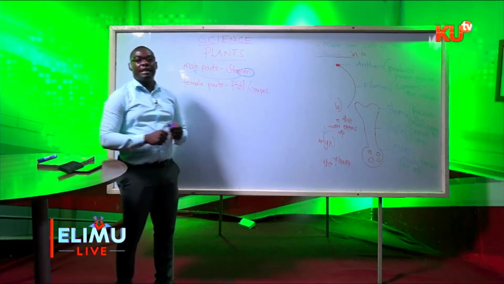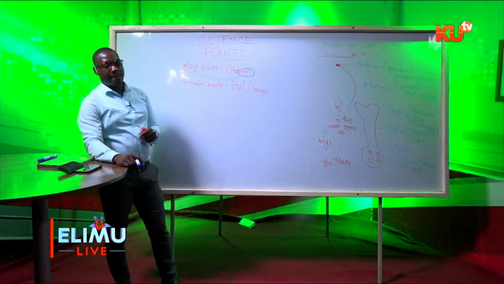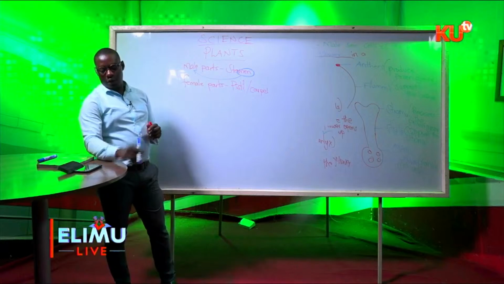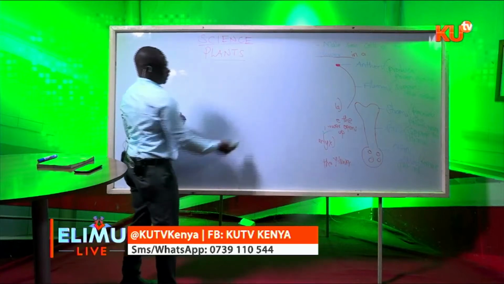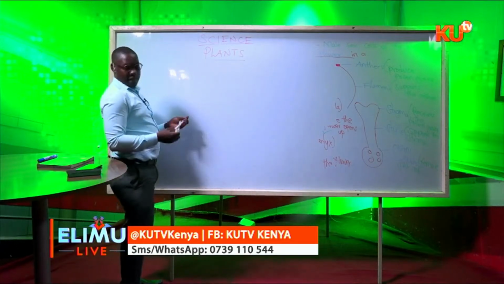So after looking at the parts of the flower, we want to look at what we call pollination. We want to look at pollination and what is pollination.